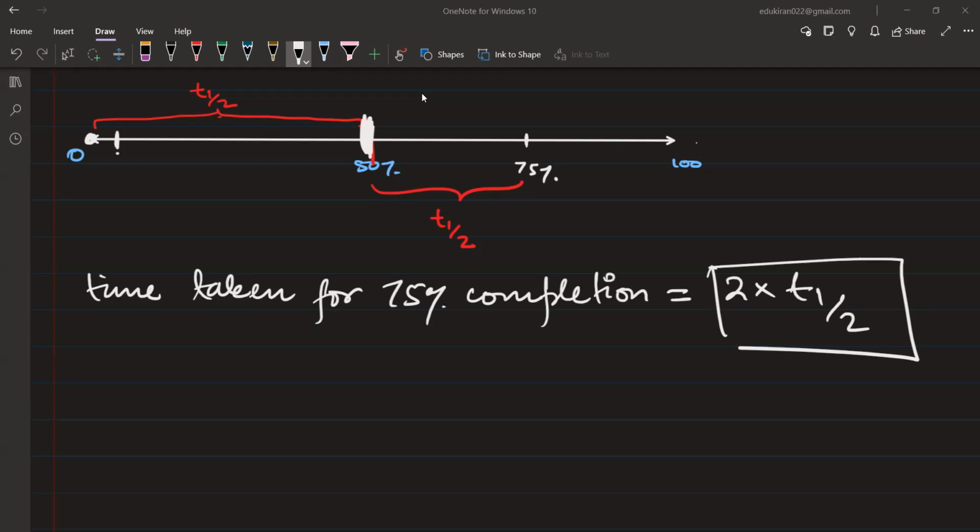No, how full time? Full time would be for 100%. Yeah, makes sense. It is not very intuitive, it is very counterintuitive. Half the students must be thinking it should be T half by 2, because it is half of half, sir. But no, this is only because of log. Okay, write this down. Time taken for 75% completion is equal to 2 into T half, or T half plus T half.